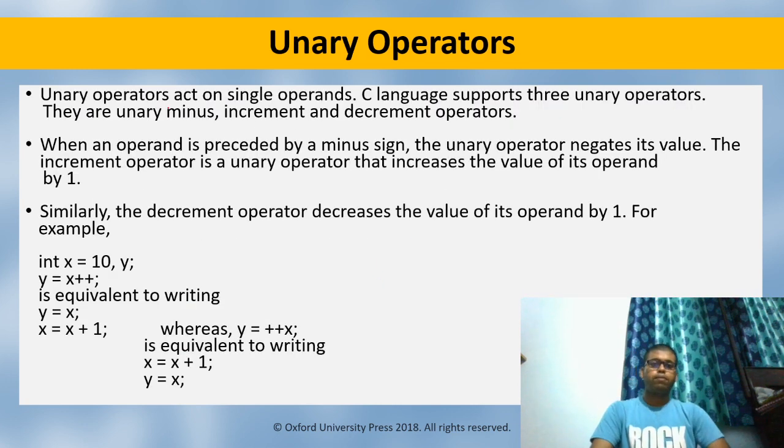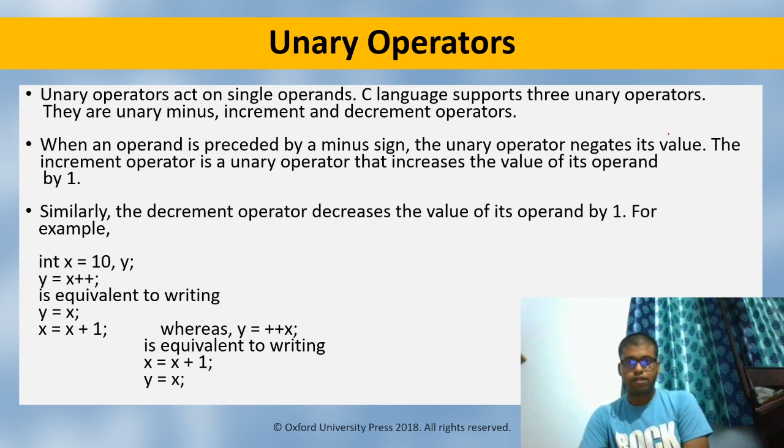So unary operators. Unary operators act on a single operand. The C language supports three unary operators: unary minus, increment, and decrement operator. The plus plus is the increment operator, and minus minus is the decrement operator. Similarly, the decrement operator decreases the value of the operand by 1. So these are the same things.